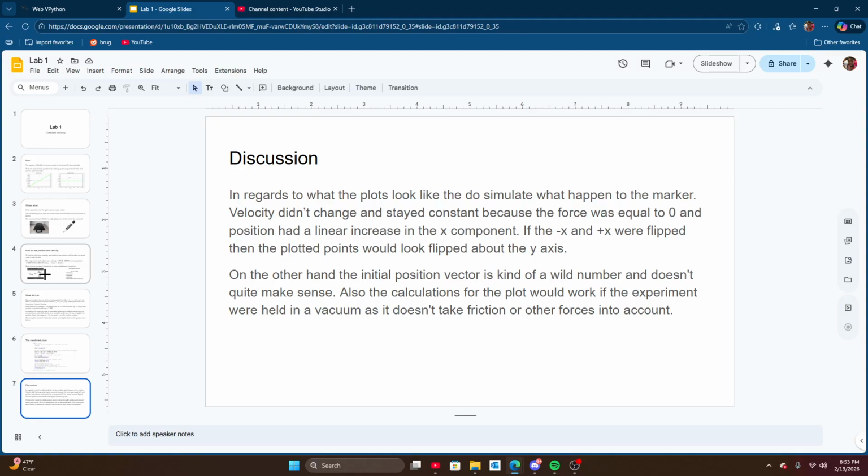And also, the calculations for the plot would work entirely if the experiment wasn't run as if it were in a vacuum, because the experiment doesn't account for friction or any forces of gravity.